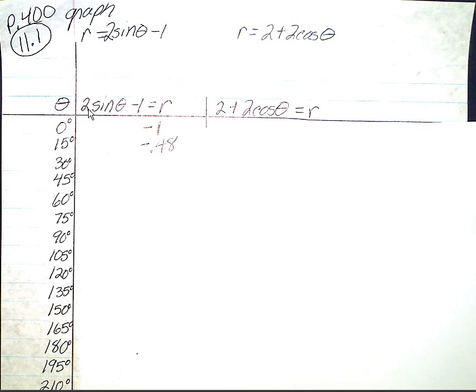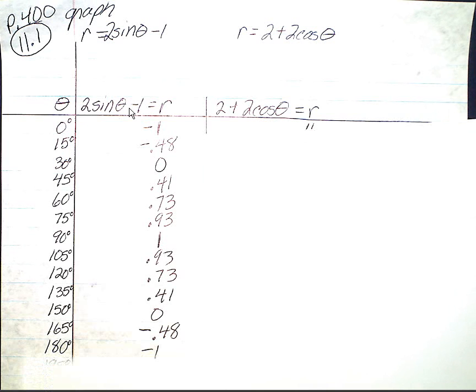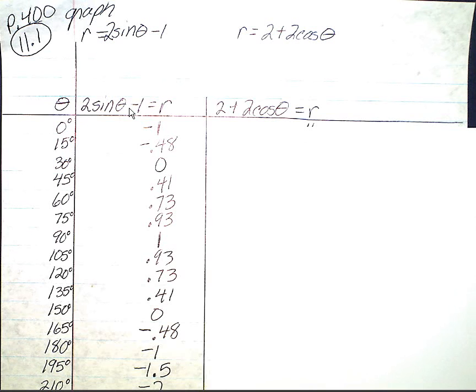Ones that you can plot, they don't need to be exact, but I have -1, -0.48. You take the sine of 30 degrees, times it by 2, and subtract 1, and you will get 0. Take the sine of 45 degrees, subtract 1, and you're going to continue that all the way on down to 360 degrees. This is why I said you're probably going to want to watch the first time and then come back and fill it in.